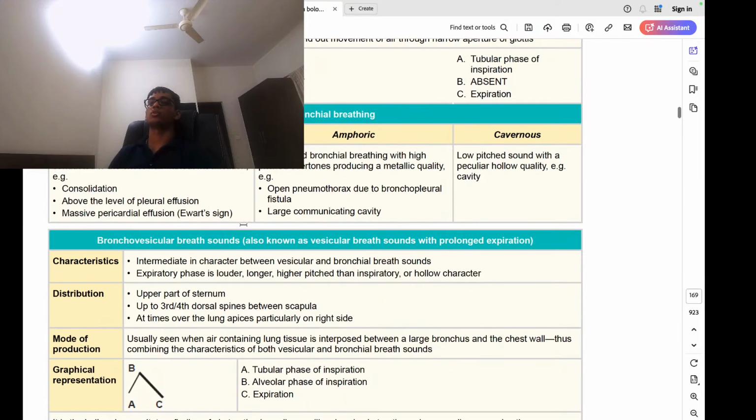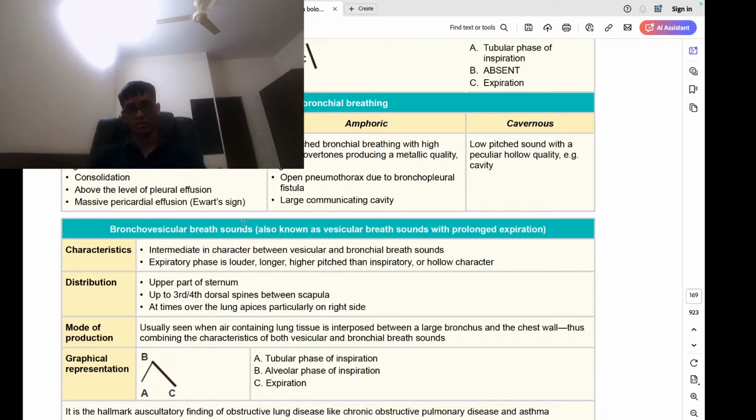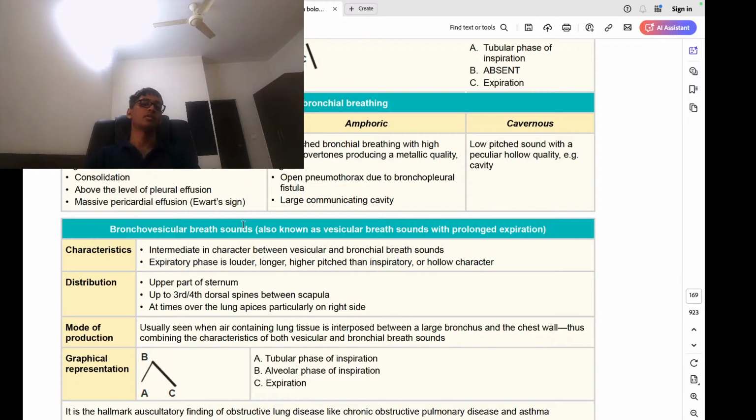Types of bronchial breathing are tubular, amphoric and cavernous. Tubular: high pitch sounds from the bronchioles are conducted to the chest wall without modification. Examples: consolidation above the level of a pleural effusion, and massive pericardial effusion, the E-word sign. Amphoric is a low pitched bronchial breathing with high pitch overtones producing a metallic quality. Example: pneumothorax due to pleural fistula and large communicating cavity.